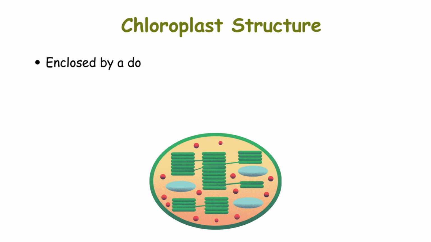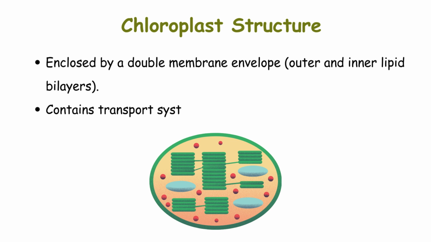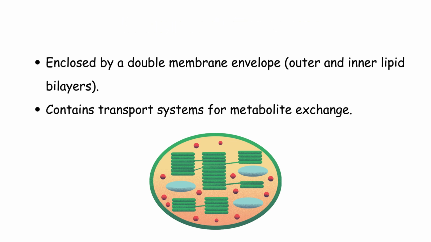A chloroplast is enveloped by two membranes forming a lipid bilayer, collectively called the envelope. These membranes regulate the import and export of substances necessary for photosynthesis.